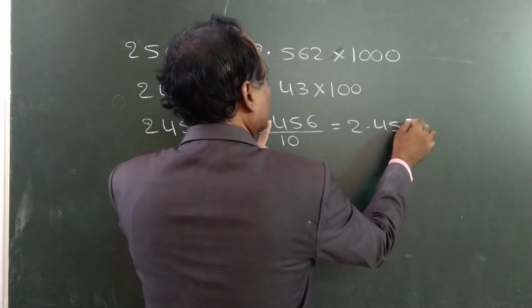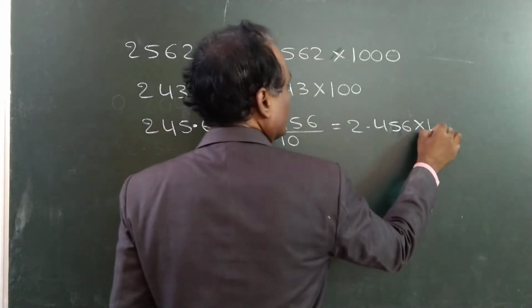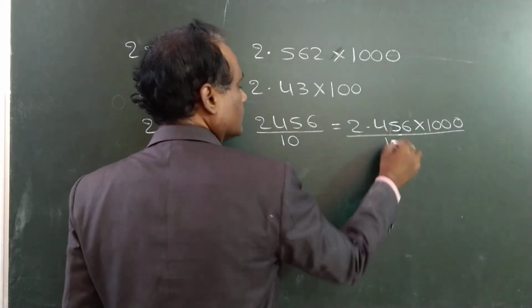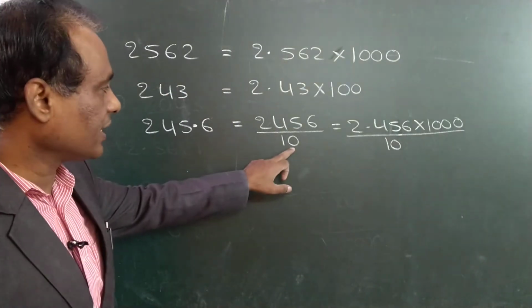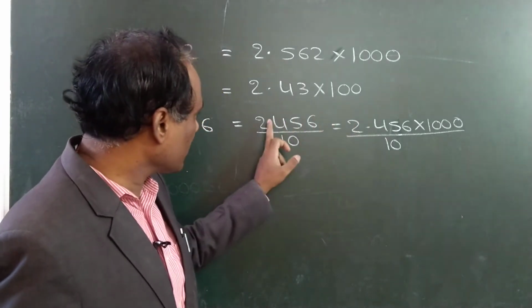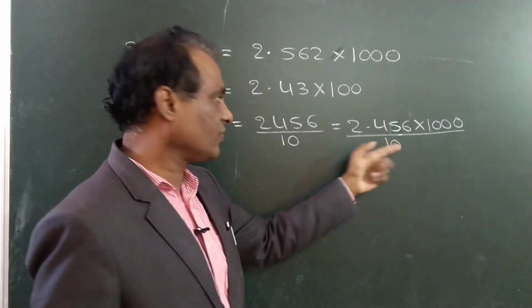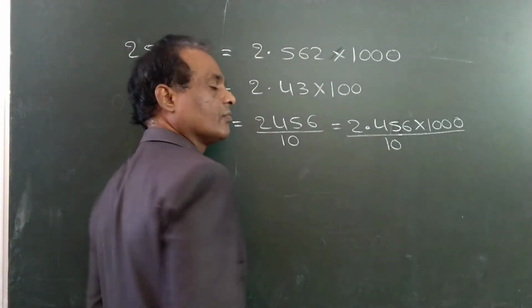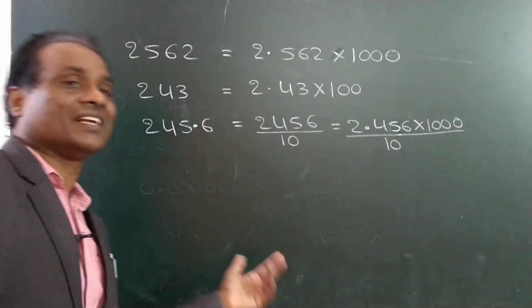2.46456, into, after the decimal 3 digits, so 1000. First, removing the decimal, we will get 10. I want a decimal here. When we are keeping the decimal here, after the decimal 3 digits, so 3 zeros. By this it is the same.